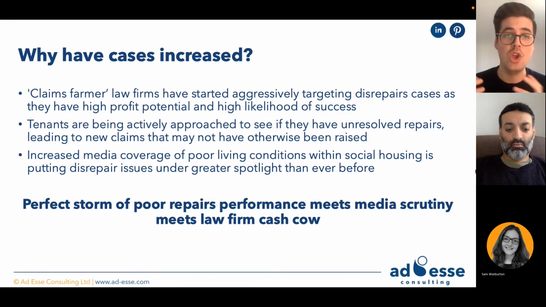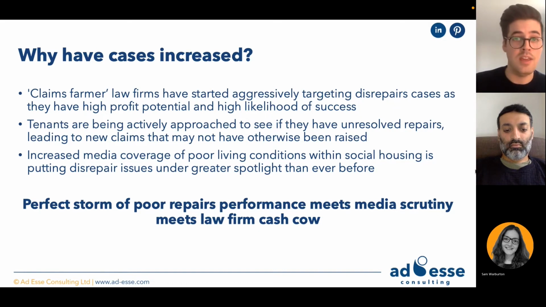These are no-win, no-fee cases. So they aren't being targeted without merit at all. Although volumes of cases have increased, there aren't actually a high proportion of spurious claims. A lot of these are legitimate claims that are being submitted. So law firms have realised this is an area to target, and the sorts of things that they're doing is they're actively approaching tenants to see if they have unresolved repairs.